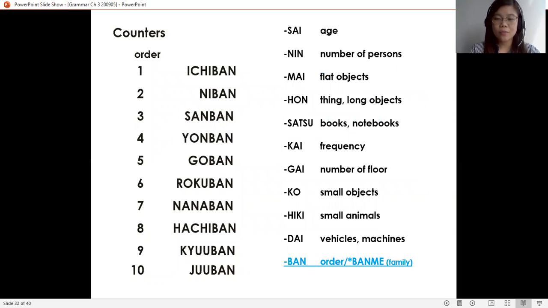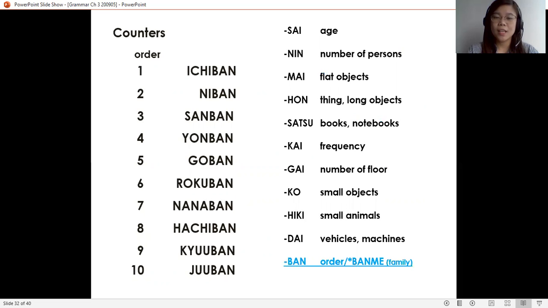Okay, so next, or last, we have the counter for order. Order means first, second, third, etc. We have ban. Again, for this one, you don't have any special sounds. We just attach ban at the end of the number. So let's try to utter: ichiban, niban, samban, yonban, goban, rokuban, nanaban, hachiban, kyuban, juban.